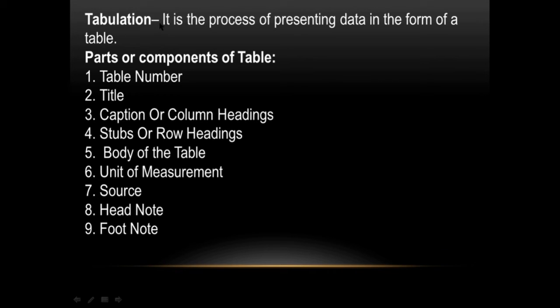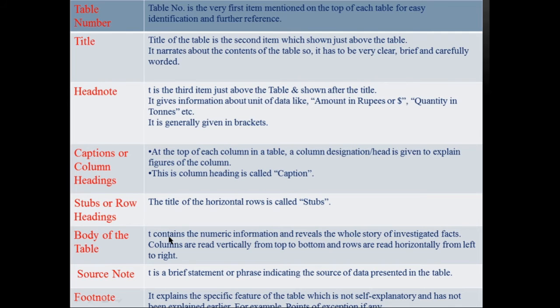Tabulation: it is the process of presenting data in the form of a table. Parts or components of a table: table number, title, caption or column headings, stub or row headings, body of the table, unit of measurement, source, headnote, footnote.